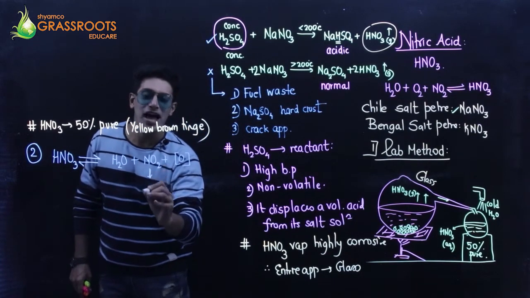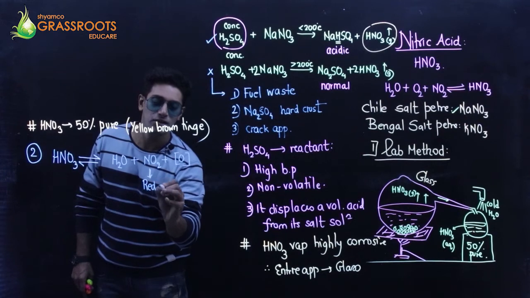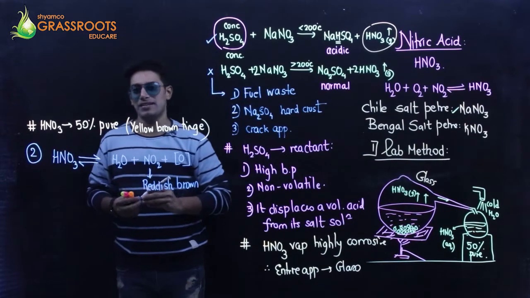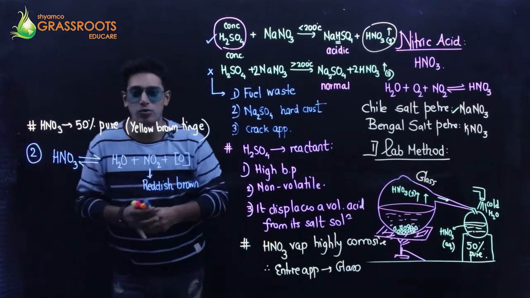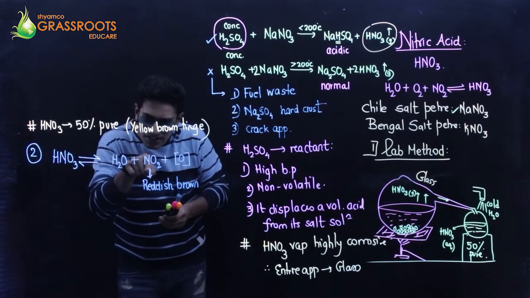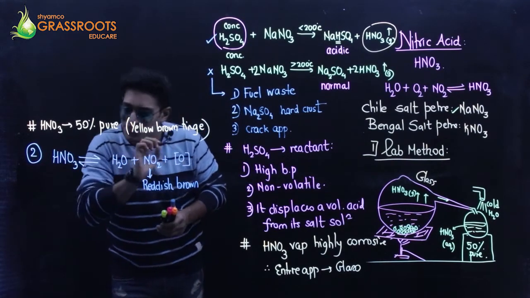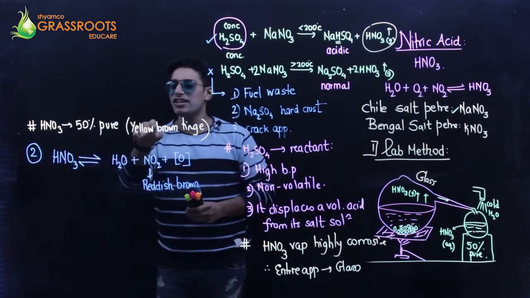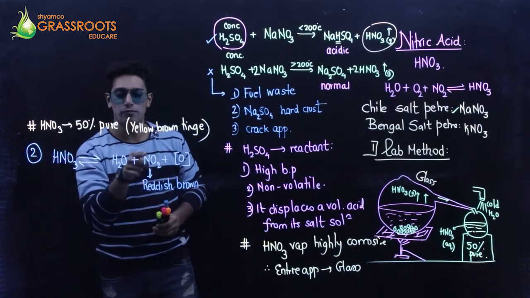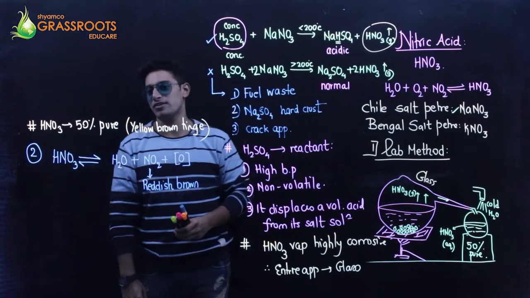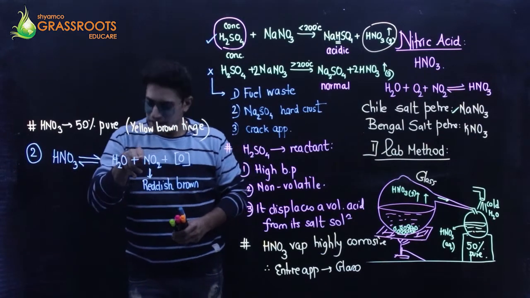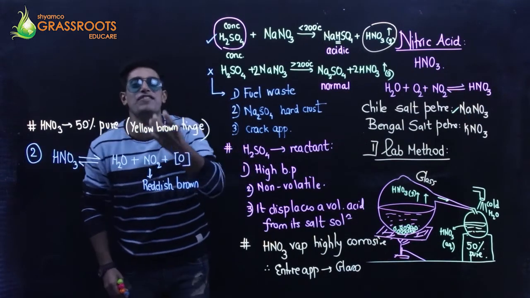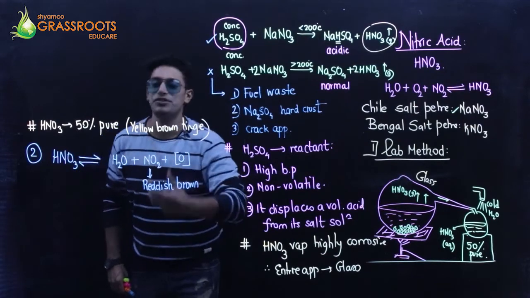Now, this nitrogen dioxide is reddish brown in color. That's where the problem lies. This is the substance which imparts the color to nitric acid. So the yellow-brown tinge of nitric acid comes from nitrogen dioxide. Because nitric acid decomposes into these three substances, nitrogen dioxide is the root cause of giving a color to the nitric acid.